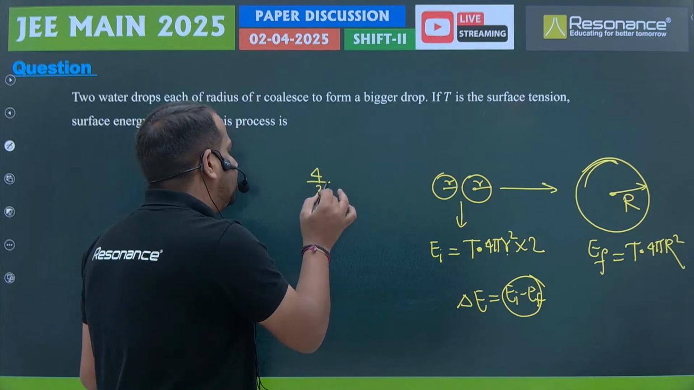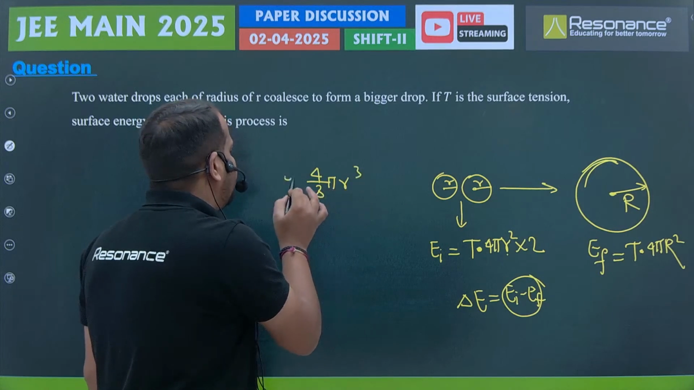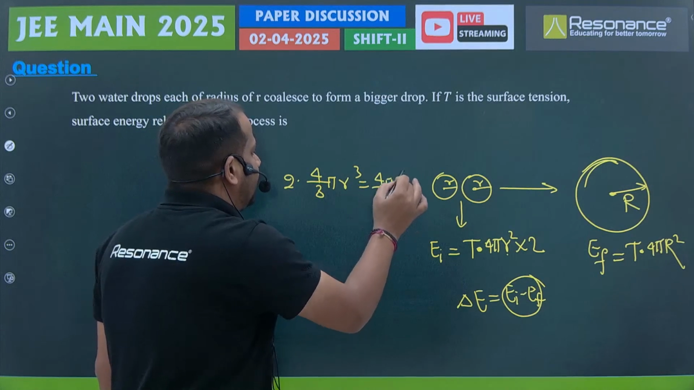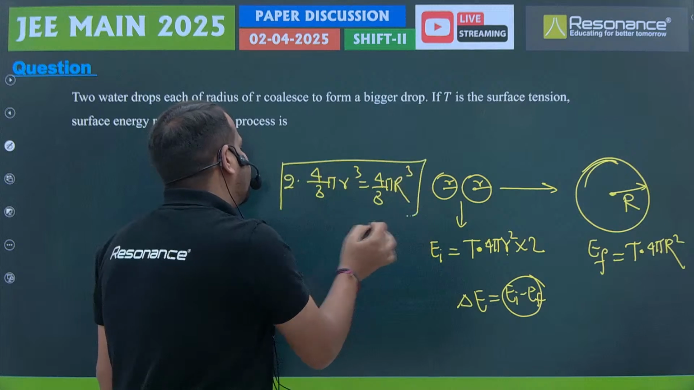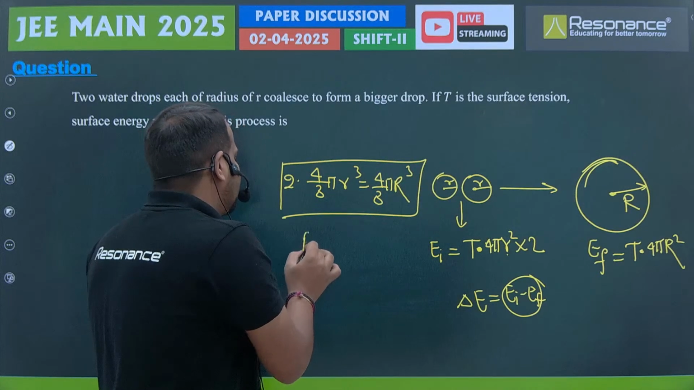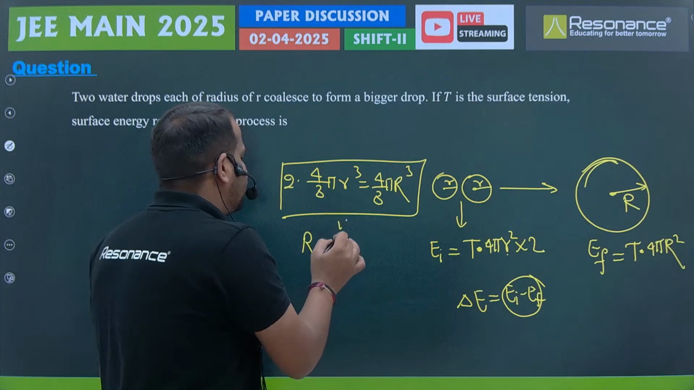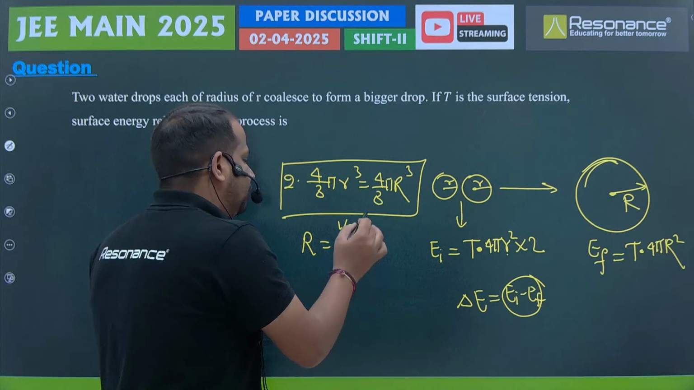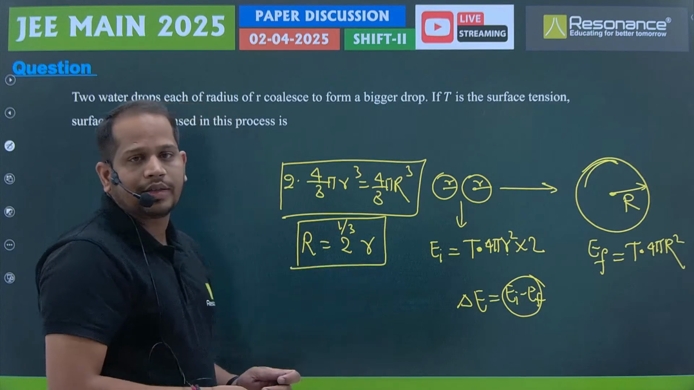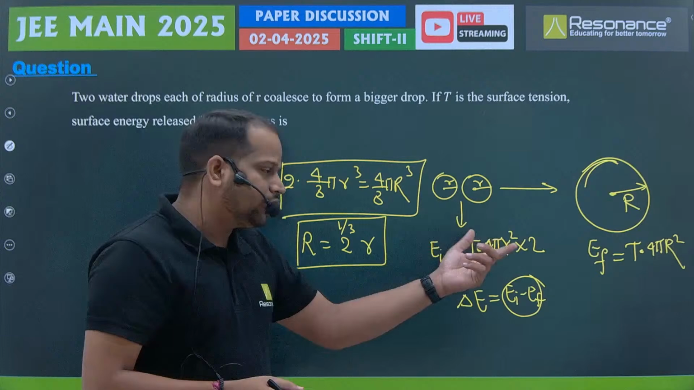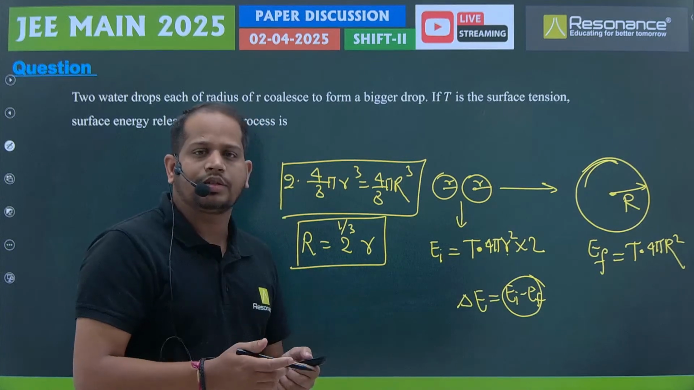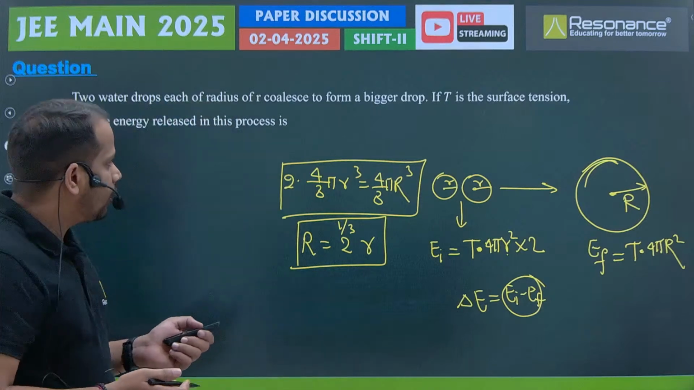So 4 by 3 pi r cube of 2 drops is equal to 4 by 3 pi capital R cube for the next bigger drop, right? From here you will get the relation: capital R equals 2 to the power 1 by 3 times r. So this is the relation between capital R and small r. You can just put the things over here and you will find the delta E, right? This is a basic straightforward question from surface tension.